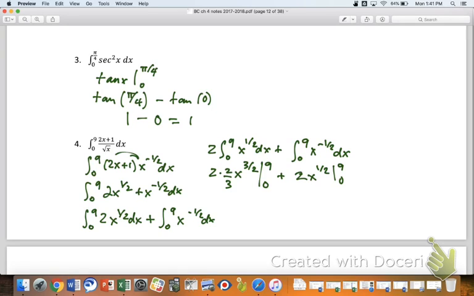Be really careful. I know AB people, it's really easy to get into this rhythm that anytime one of the two limits is a 0, we just automatically think that that term will 0 out. And that is the case here. But if you're dealing with sines or exponentials or cosines or logarithms and stuff like that, then that will likely not be the case. So be careful with that. Here I've got 4/3 times 9 to the 3/2 minus 0 plus 2 times 9 to the 1/2 minus 0.